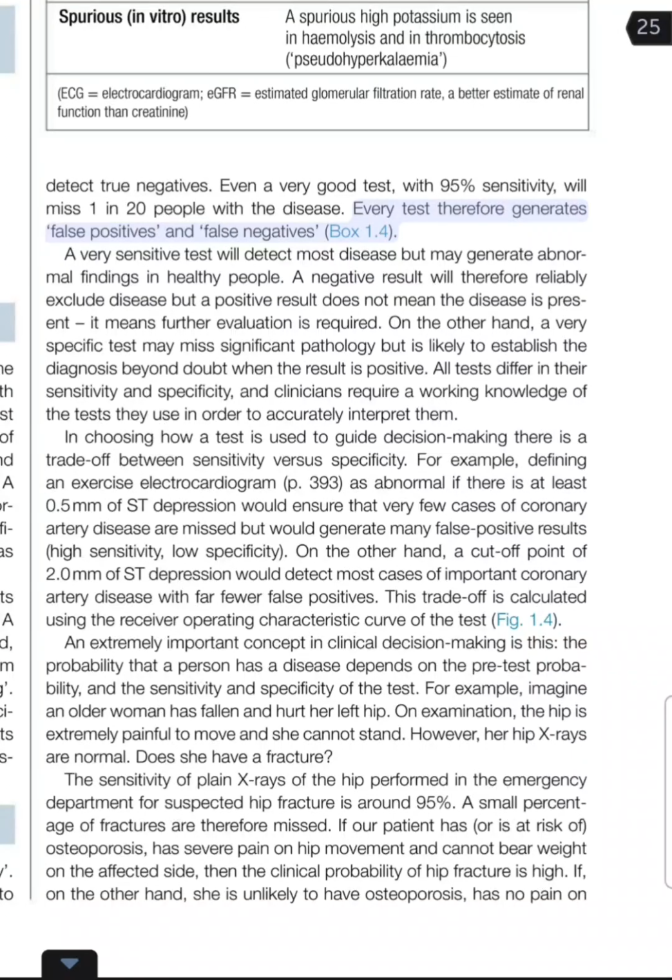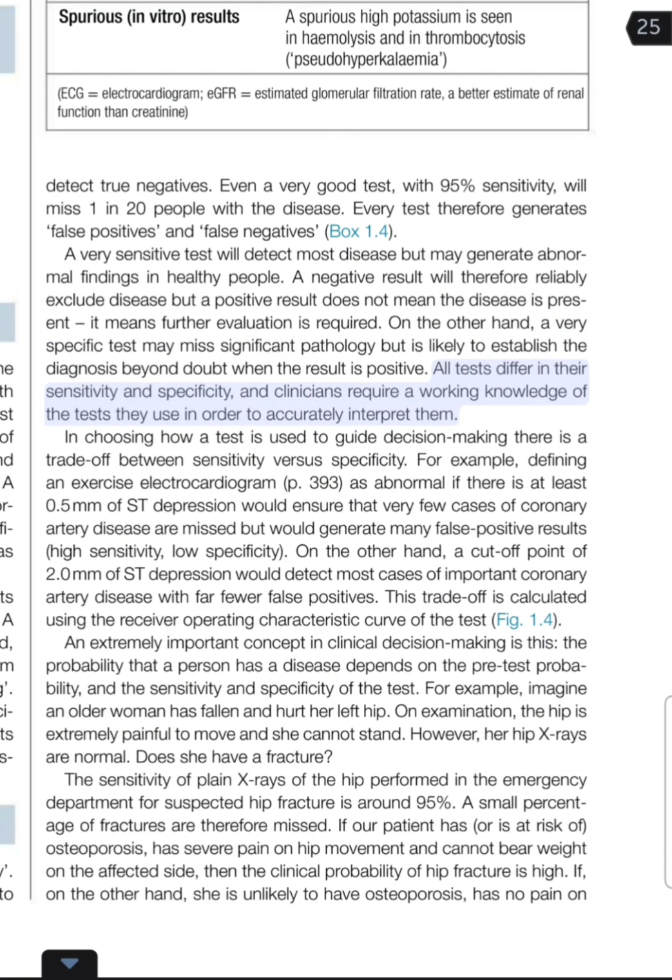Box 1.4. A very sensitive test will detect most disease but may generate abnormal findings in healthy people. A negative result will therefore reliably exclude disease, but a positive result does not mean the disease is present, it means further evaluation is required. On the other hand, a very specific test may miss significant pathology but is likely to establish the diagnosis beyond doubt when the result is positive.